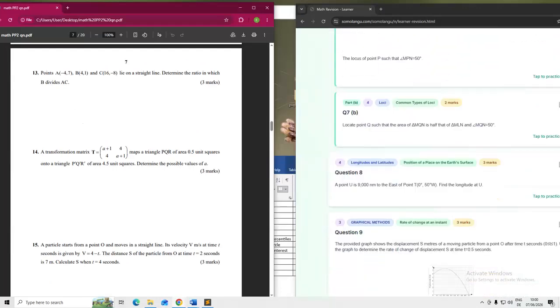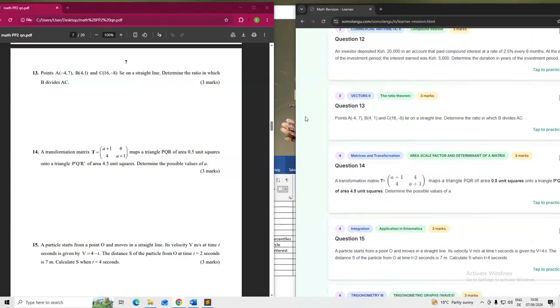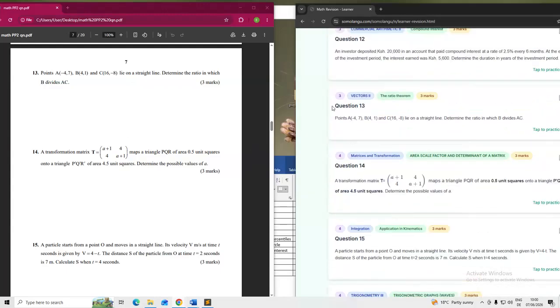We've been given points A, B, and C with their coordinates on a straight line. Determine the ratio in which B divides AC. Let's come to Somolangu and see what topic that question is testing. So this is a question on the Form 3 topic vectors 2, more specifically the ratio theorem.